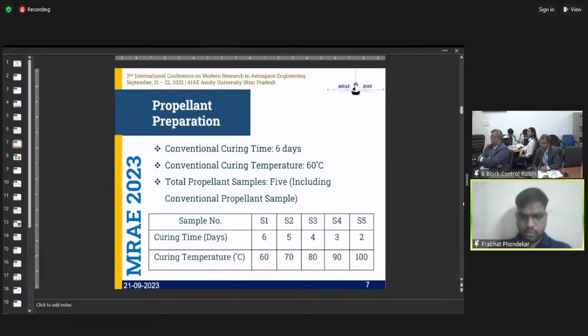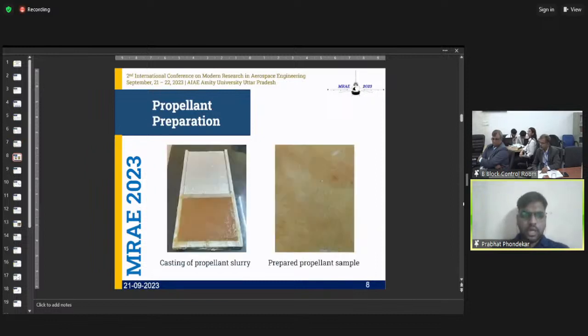Sample number 1 is with a curing time of 6 days and a curing temperature of 60 degrees Celsius. Sample 2 is 5 days of curing at 70 degrees Celsius. Next, 4 days of curing at 80 degrees Celsius. Sample 4 is 3 days of curing at 90 degrees Celsius, and the last one, sample 5, is 2 days of curing at 100 degrees Celsius. These are the pictures of casting of the propellant slurry, and the next one is the prepared propellant sample.